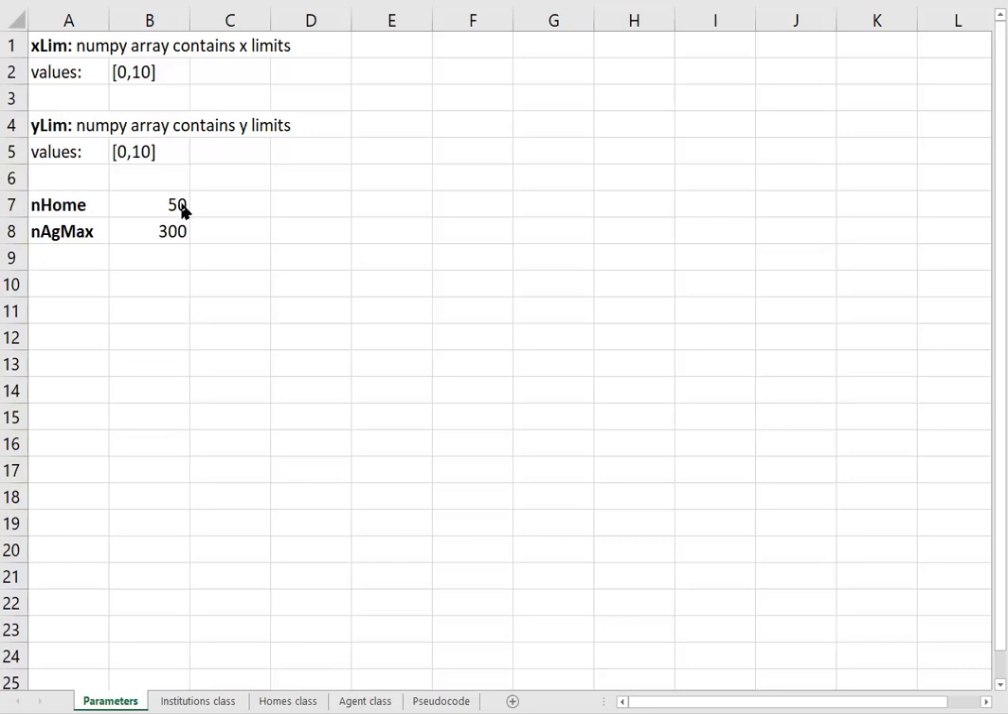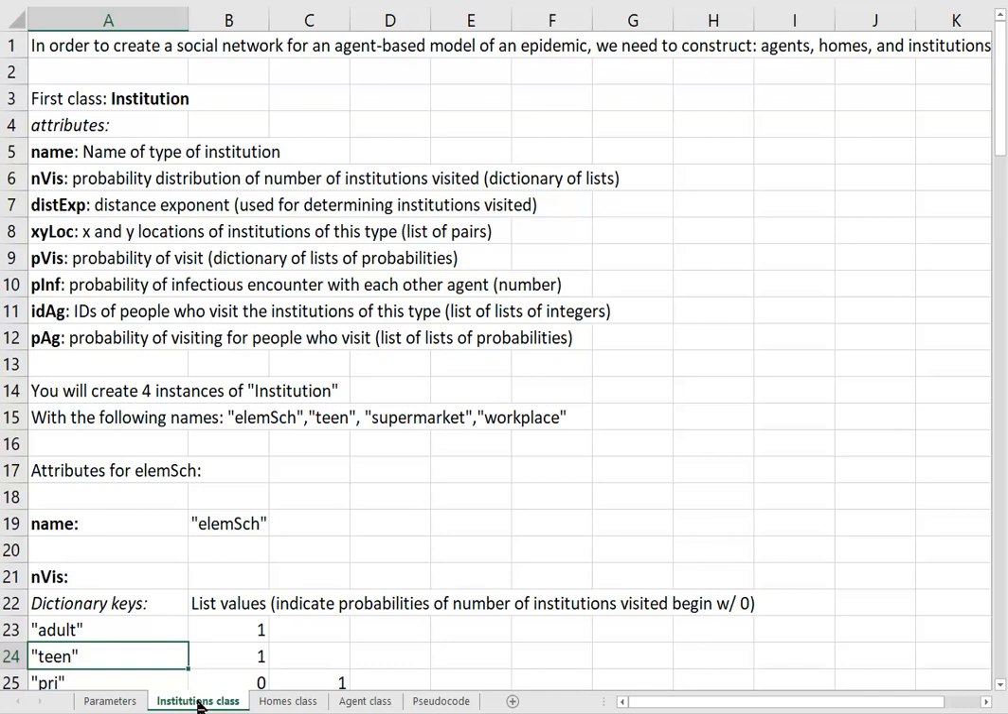All right, so I mentioned that the key to this code is classes. So we're going to define three types of classes: institutions, homes, and agents. All right, the institutions are places that people visit. And these include, in this case, I'm going to include 4 institutions. Sorry, this is a mistake here. This should be elementary school, high school, supermarket, and workplace. So these are the 4 types of institutions we'll be looking at.